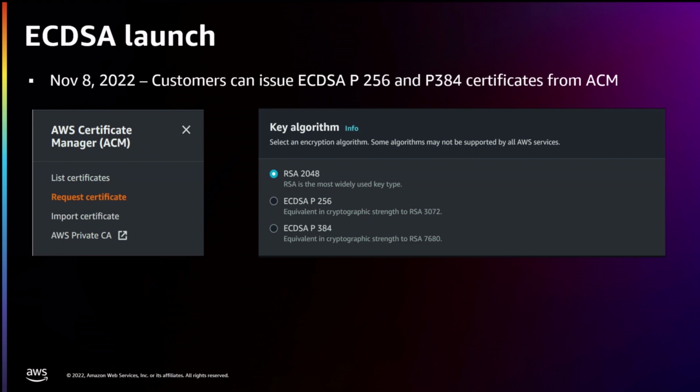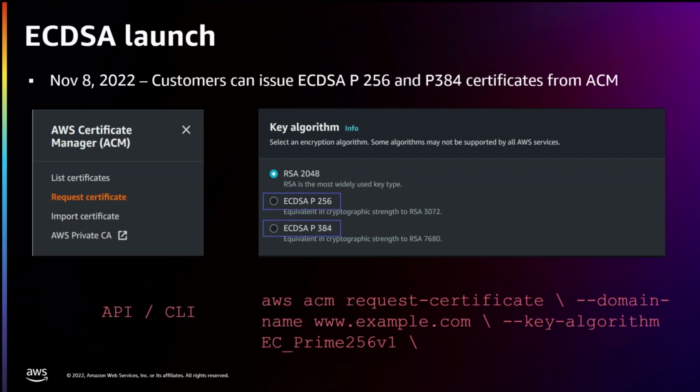So this is one of the recent launches that we did last month, or this month. We launched ECDSA support for ACM very recently, and now customers can issue ECDSA certificates. We allow 2 NIST curves for ECDSA, as you can see, and you can use API, CLI, or CloudFormation to issue ECDSA certificates. The beauty of ECDSA certificates when compared to RSA certificates is that they tend to be faster.